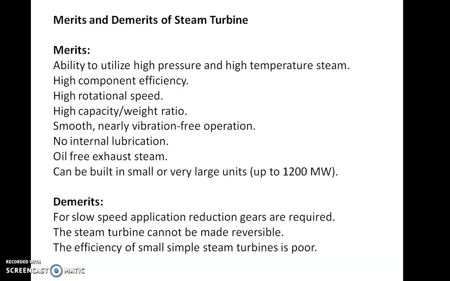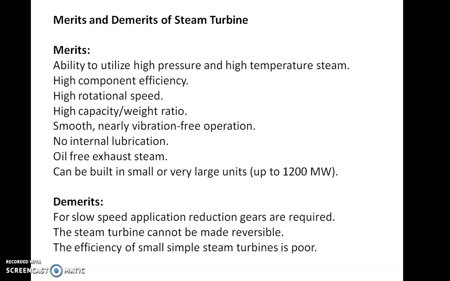High component efficiency: you can have a very high efficiency of the steam turbine. Rotational speed can be produced very high, which will produce higher work done. High power to weight ratio, so the power produced will be higher. And smooth, nearly vibration free operation. Internal lubrication is not needed in this case. Oil free exhaust steam. It can be built in small or very large units. There is a wide range for steam turbines, that's why it is used. The most widely used turbines for power plants in the world are steam turbines.